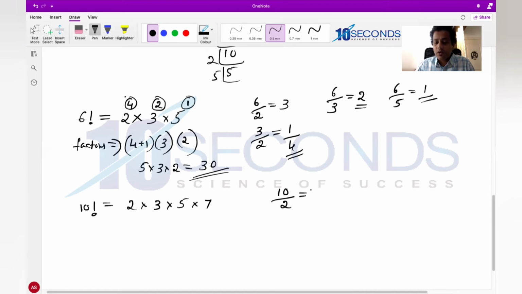10 divided by 2. How many multiples of 2 in 10? 5 are there. In 5, how many multiples of 2? Only 2, since 2 twos are 4. The remaining one is remainder. Is that divisible? No, only till 4 is divisible. So 2 multiples. In 2, how many multiples of 2? 1. Total, how many multiples of 2? 8 are there. So 8 multiples of 2.